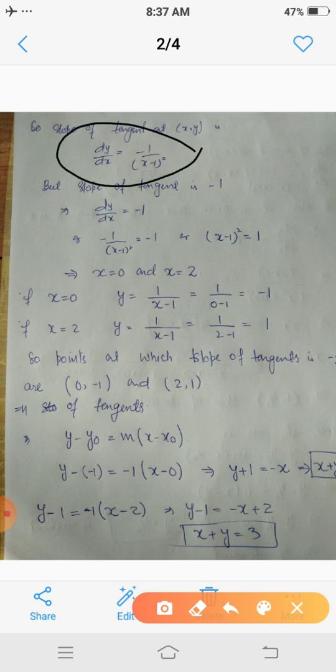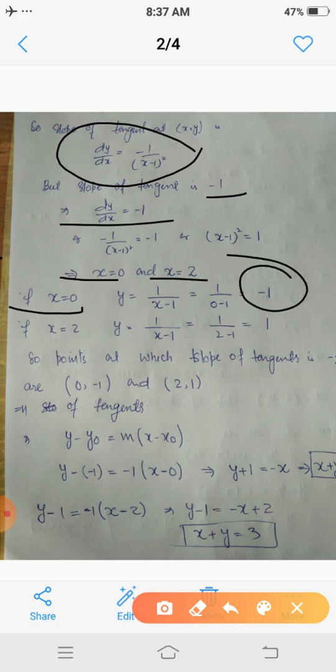But it is given that we have to find the equations of the lines having slope equal to -1 and which are tangents to the curve, which implies that the slope of the tangent is -1, which implies that dy by dx is -1. When we substitute the value of dy by dx, we simply get x equals 0 and x equals 2. Now if x equals 0, the corresponding y is -1. Similarly, x equals 2, y comes out to be 1.